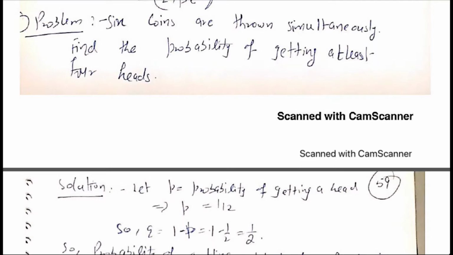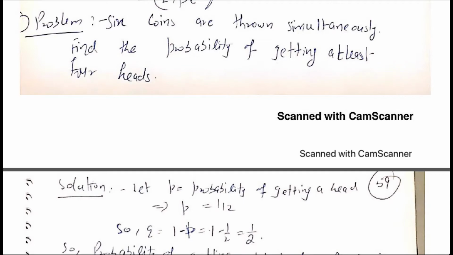So our first problem is: 6 coins are thrown simultaneously. Find the probability of getting at least 4 heads. So the number of trials is given, that is 6. We want to find the probability of getting at least 4 heads.